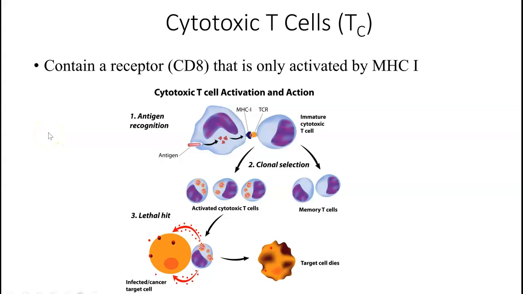Cytotoxic T cells have a CD8 receptor. They're only going to be activated by class 1 MHC. So if there was a cell that was infected with a virus, it can display those viral antigens on its cell surface, and the cytotoxic T cells can recognize it, give it the kiss of death, and take that cell out before that virus continues to replicate and goes out and infects other cells.